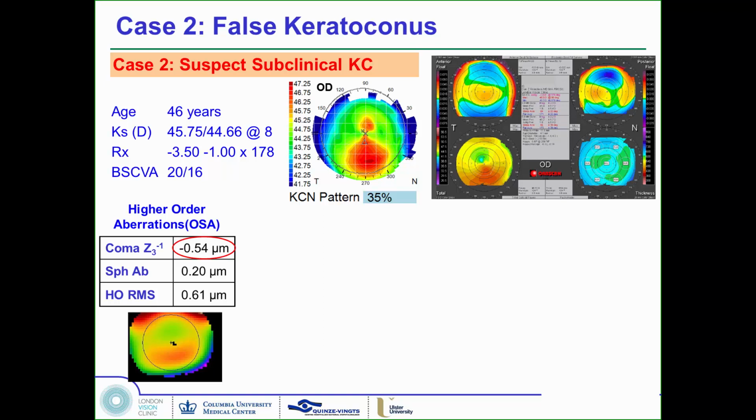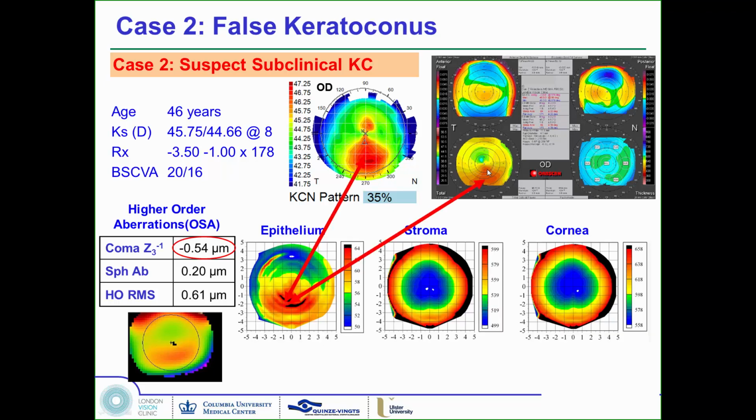The Orbscan showed the inferior steepening as well, but in this case, the epithelial map showed thickening over the steeper parts, and therefore there was no question that this is not a keratoconic cornea. There's no way this could be a keratoconic cornea. And so the diagnosis was switched from subclinical keratoconus to a normal cornea. This patient actually received LASIK, and I'll explain later in a study how we followed this.